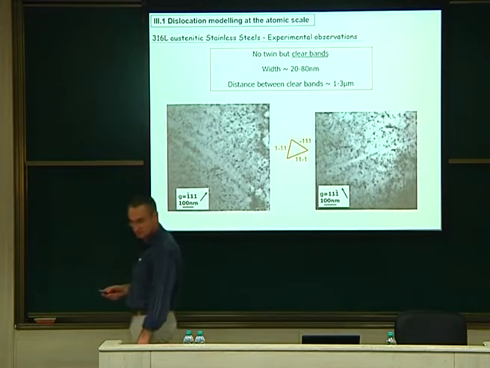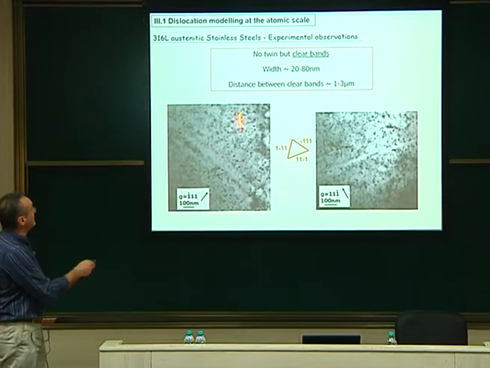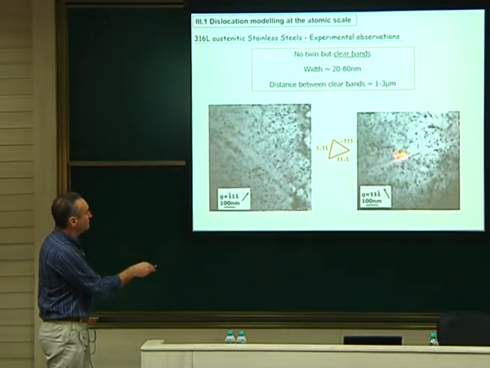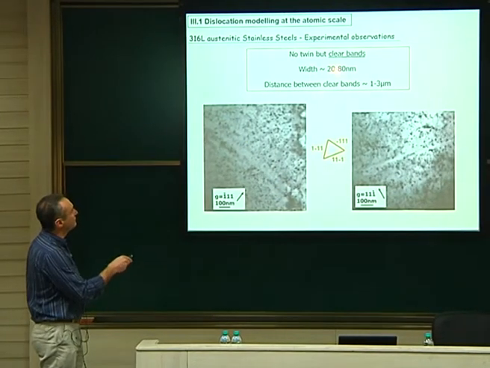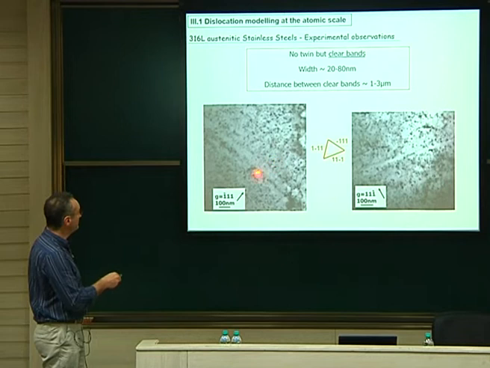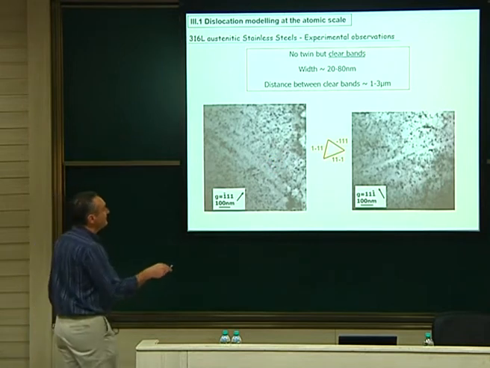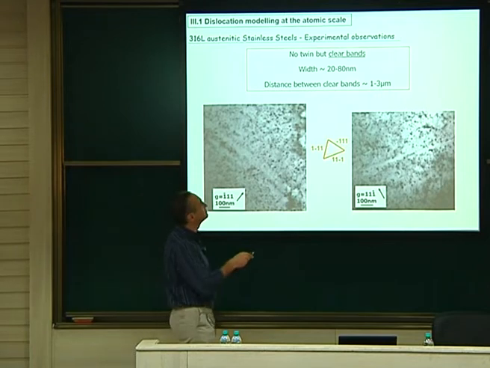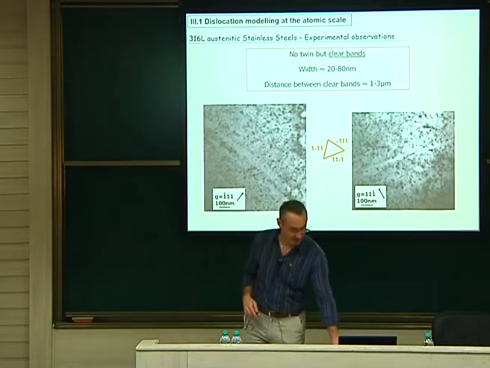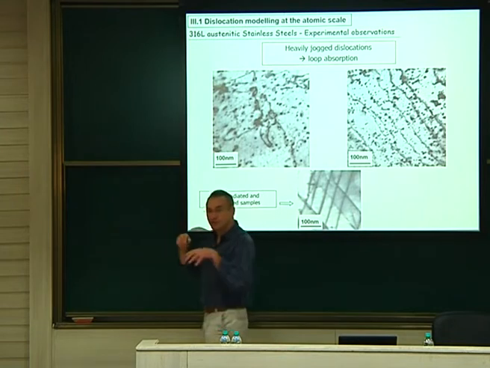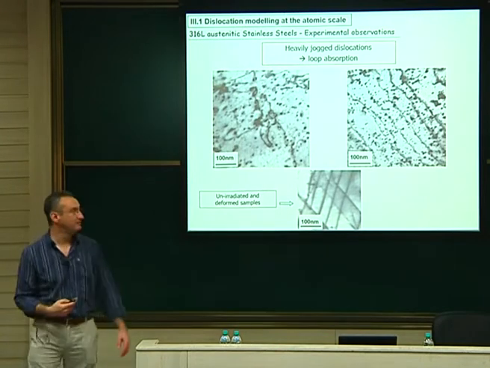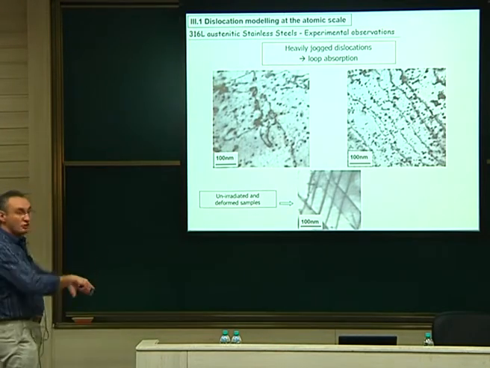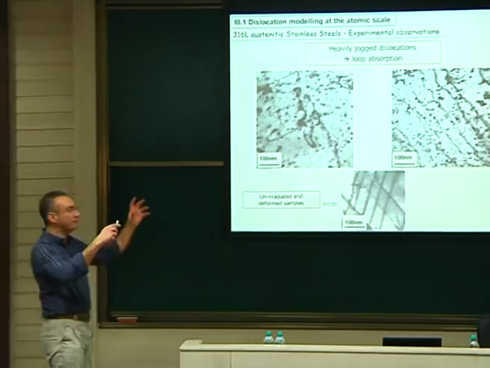Now, if we zoom into the material like this, we can see the bands. These are the clear bands. You can see another one here, where the width is about 20-80 nanometers. And you have many, many bands, and the distance between two bands is about 1 to 3 microns. Okay. So this is what we observed. And if we zoom into a band, now if we zoom on dislocations themselves, you see that dislocations are not nice curves, as I showed you. It's not a Frank-Read source.